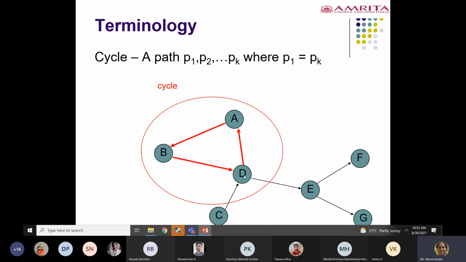A to B, B to D and D to A. We have three edges here, and when you see these three edges together, you get a cycle. So that's the basic terminology. But whenever we deal with a graph, we need to keep in mind what kind of graph it is.